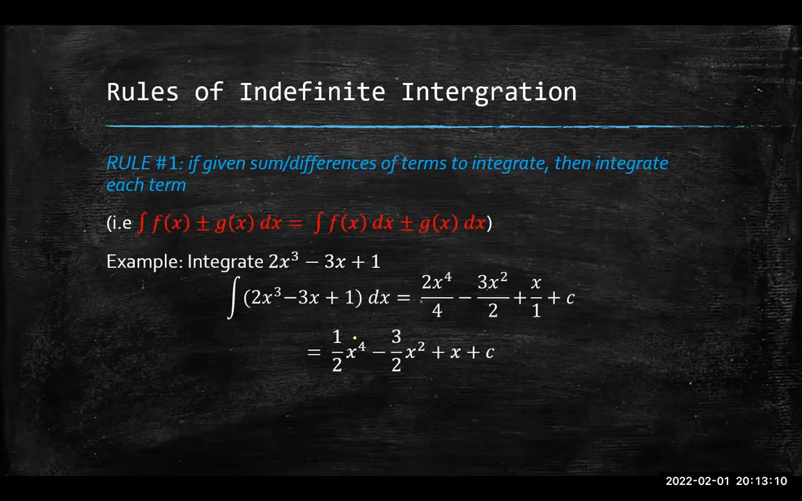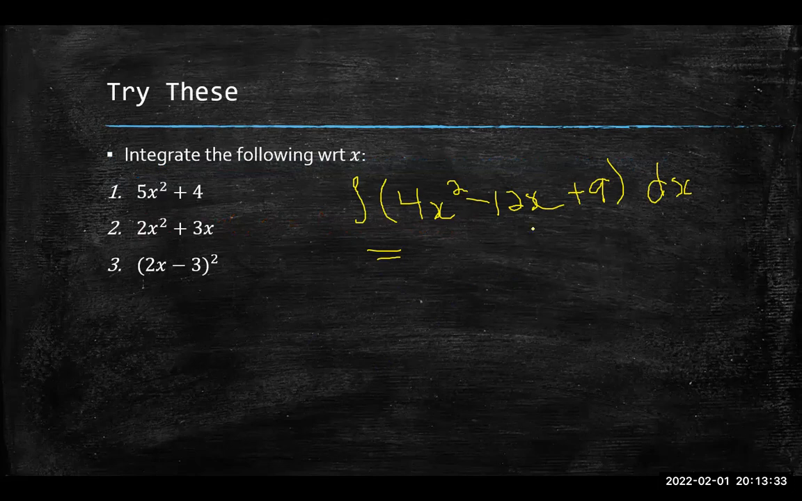What you need to do when you have sums and differences is integrate each one. So what is the integral of 2x cubed? That's 2x to the power of 4 divided by 4. What's the integral of minus 3x? That's minus 3x squared on 2. What's the integral of 1? The integral of 1 is x. Simplify, this is what I get. Same thing you're doing here.